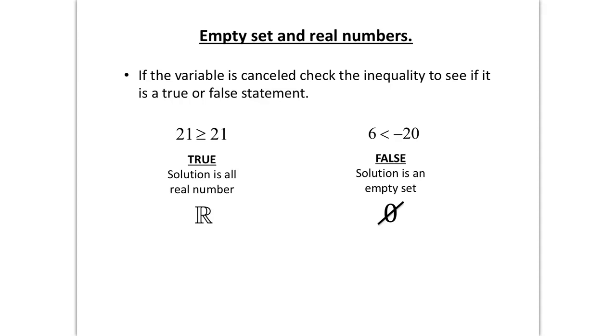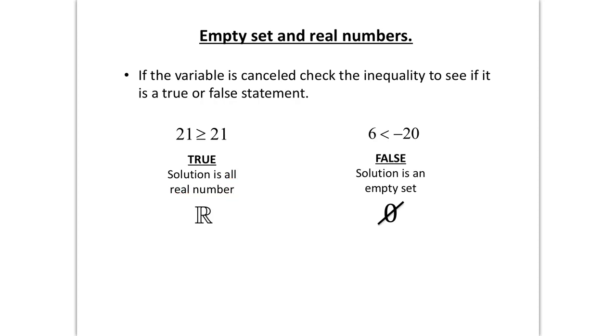When you do not have any more variables, the x cancels, the y cancels, or whatever variable, the a cancels, if you look at the inequality, you are going to have some numbers on the left side, some numbers on the right side, just like the ones I'm showing you on the screen. So if the inequality is true, for example, like this one, 21 is greater than or equal to 21, that's true because 21 is equal to 21. It's not greater than, but it says here greater than or equal to. So it's true because it's equal to. Our solution is all real numbers.